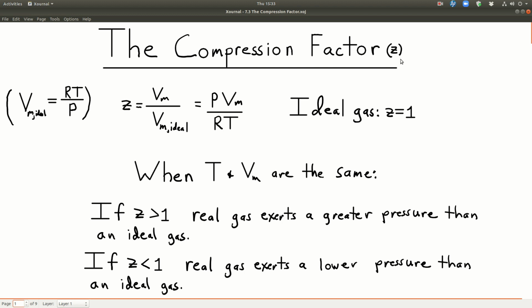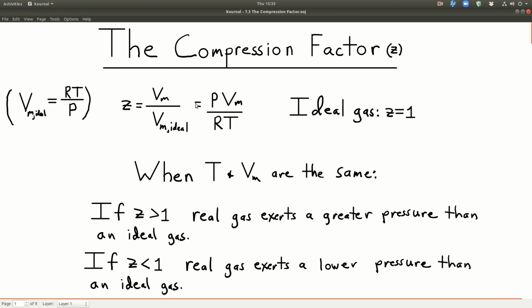Hey guys, so this is section 7.3, the compression factor Z. So let's start out with the definition. Z, the compression factor, is defined as the molar volume of a gas divided by the molar volume of an ideal gas. Usually we write it this way because for an ideal gas, PV equals nRT, where n is 1 for the molar volume. And so that means V equals RT over P. Substitute it in here, and we get this expression right there.